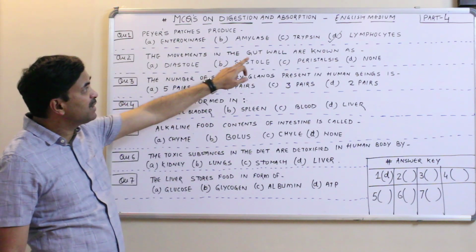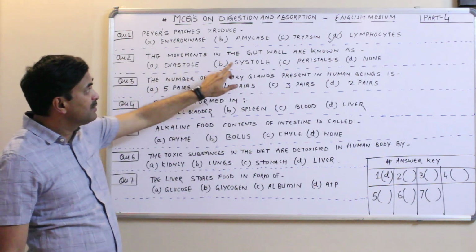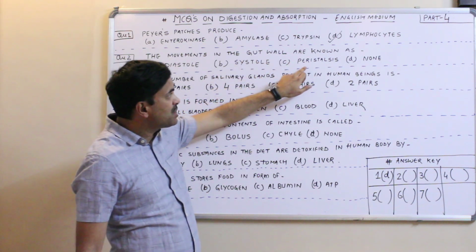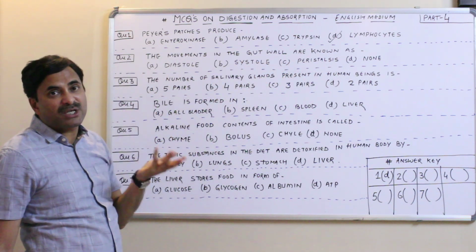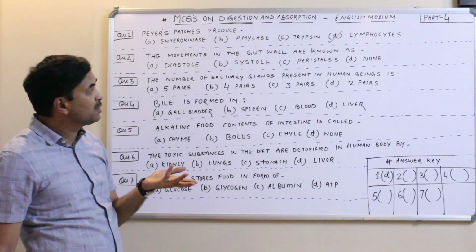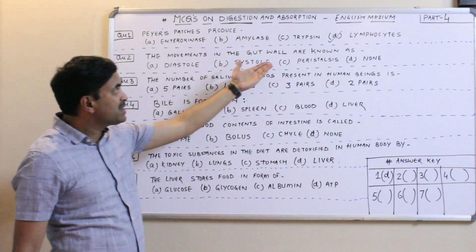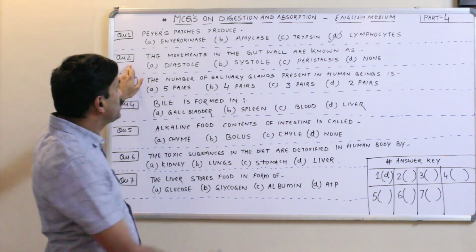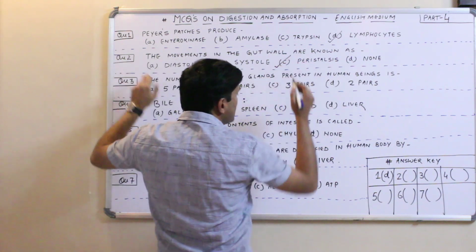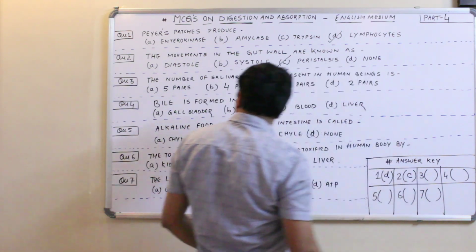So the movements in the gut wall are known as diastole, systole, peristalsis, or none. Now you know very well diastole and systole are associated with the heart. Okay, and peristalsis is associated with the movement of the gut wall. So question number 2 has the answer C, peristalsis.